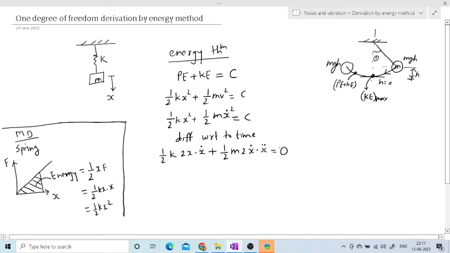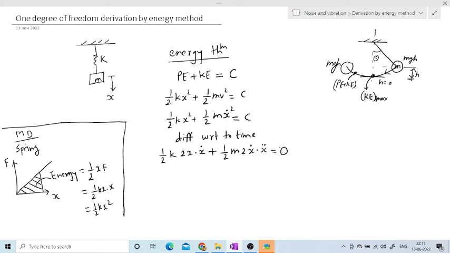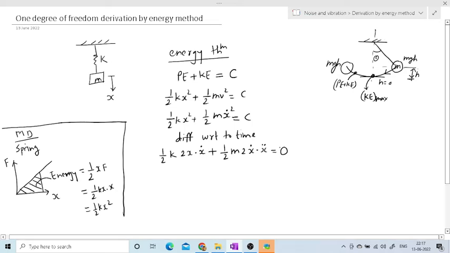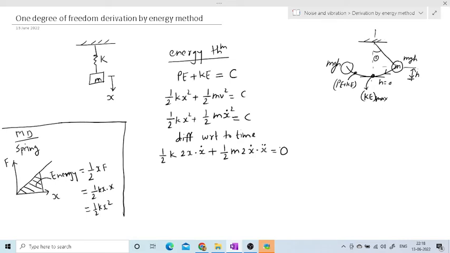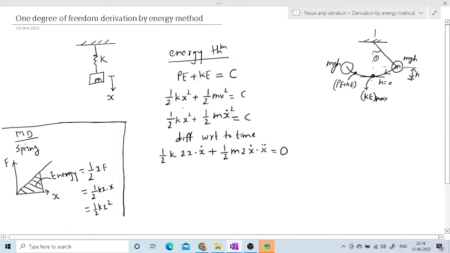So this equation will become, after differentiating, the first differentiation 1/2 k is constant, the differentiation of x squared is 2x, and the differentiation of x is x dot, plus 1/2 m is constant, and the differentiation of x dot squared is 2x dot into x double dot, that is d2x by dt square.